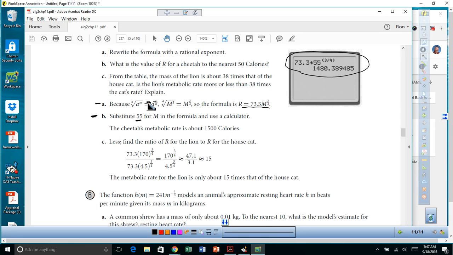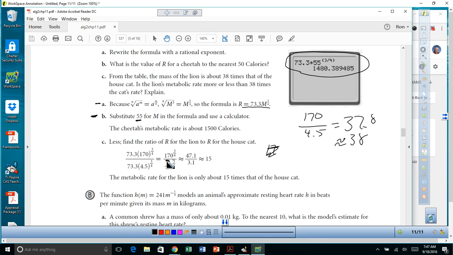And then C, from the table, the mass of a lion is about 38 times that of a house cat. Well, I think a lion had like 170 kilograms and a house cat is 4.5. If you put that in your calculator, it's going to be 37.8 or something like that. So we'll say it's approximately 38 times. Explain. Well, what you've got is 73.3 times 170 to the 3/4, which is what we did a minute ago, and it gave us 38.